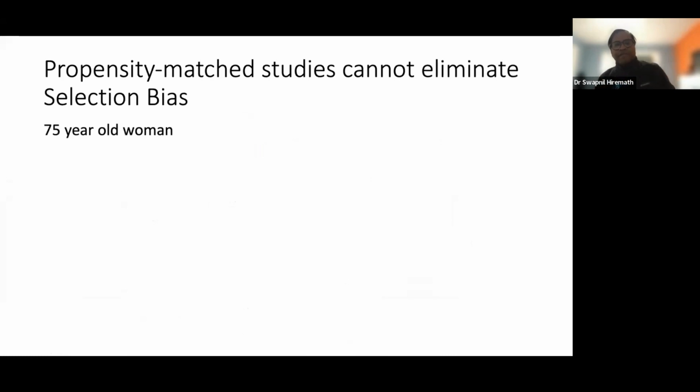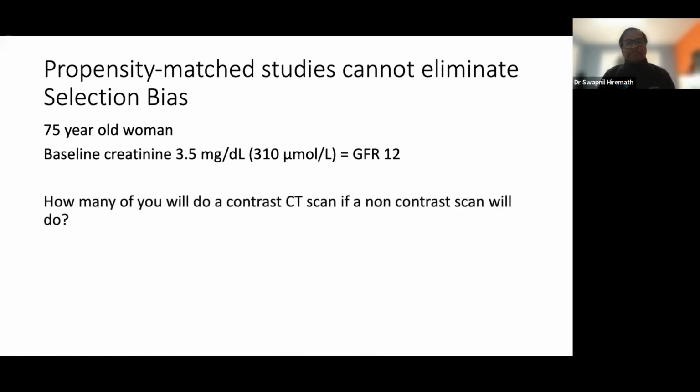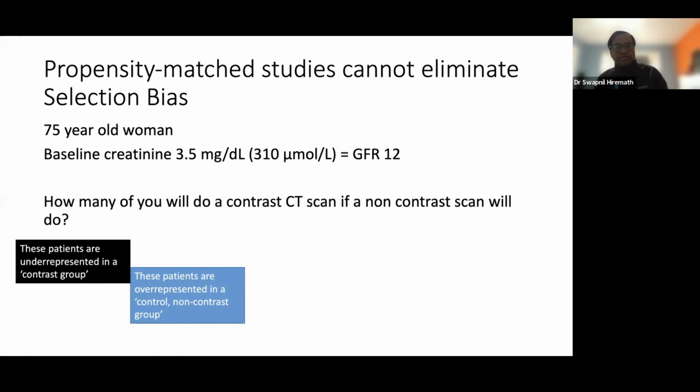So think about this. Let's say there is a 75-year-old woman whose baseline creatinine is 3.5 milligrams per deciliter or 300 micromole per liter. So the GFR is about 12. And this patient, how many of you will do a contrast CT scan if a non-contrast CT scan will give you the same information? So what happens in these observational studies is that these kind of patients are underrepresented in the contrast group, and overrepresented in the control or non-contrast group. At the same time, these patients are more likely to get AKI.